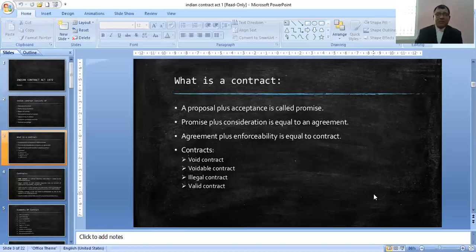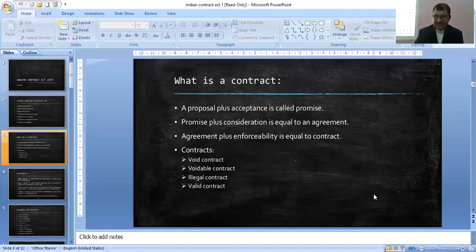A proposal plus acceptance is called a promise. As you can see in this slide, a proposal plus acceptance is a promise. A promise plus consideration is an agreement. Suppose I promise to take law classes for the BCom students and also for CA Foundation. For that, they say we will pay you 10,000 rupees. This 10,000 rupees is a consideration.